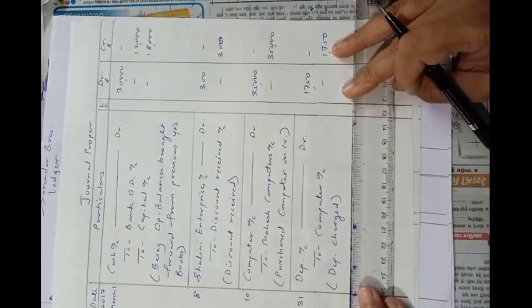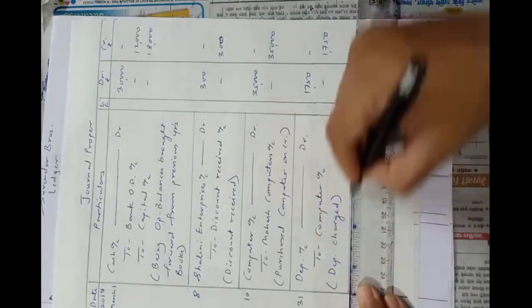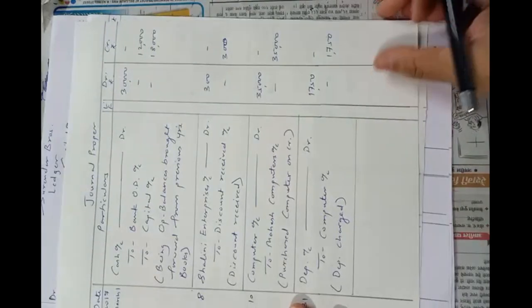So this is the last entry of this problem. We have entered the entries in the cash book, purchase, that is subsidiary books, and journal proper. Now first we have to tally every book. So first we will tally the cash book.